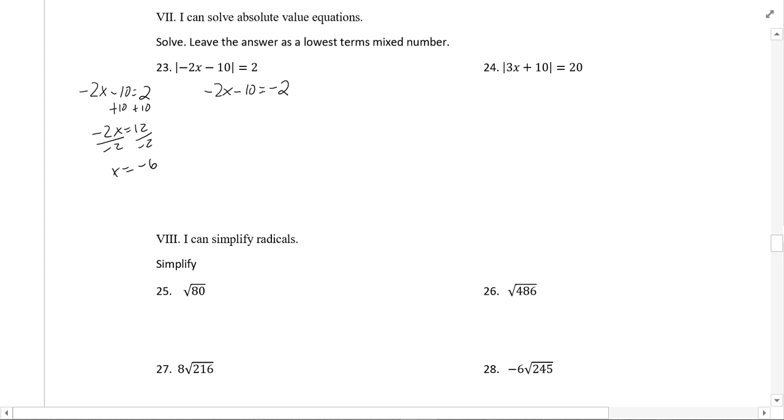Then I'm going to go ahead and solve my other equation. So I'm going to add 10 to both sides. So I'm going to get -2x equals 8. I'm going to divide each side by -2. And I'm going to get x equals -4. So now my solutions here are x equals -6 and x equals -4.